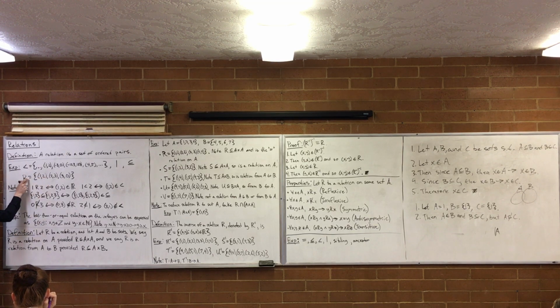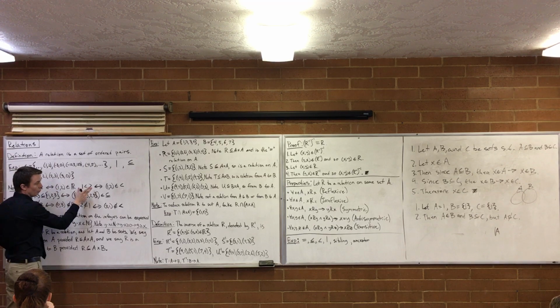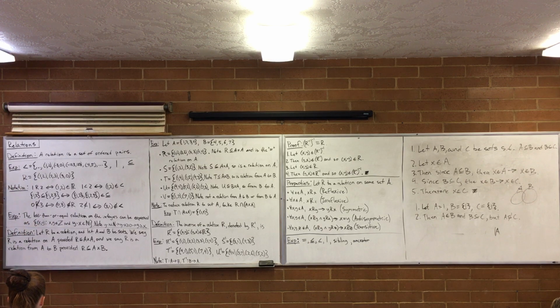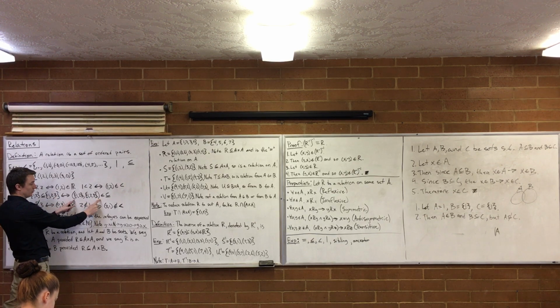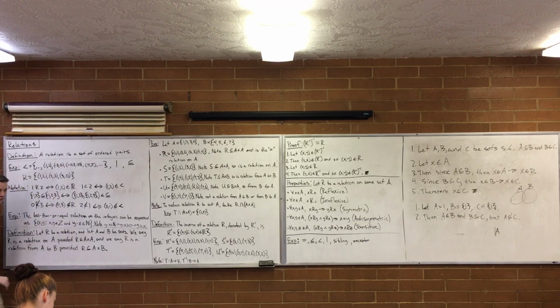1, 2 is in this relation. 1 is related to 2 by the R relation. 1 is related to 2 by the less than relation. Right. Good? And so when I say the set 1, 2 is a subset of 1, 2, 3, that means that this tuple, this ordered pair, is in the subset relation. All relations are just sets of ordered pairs.